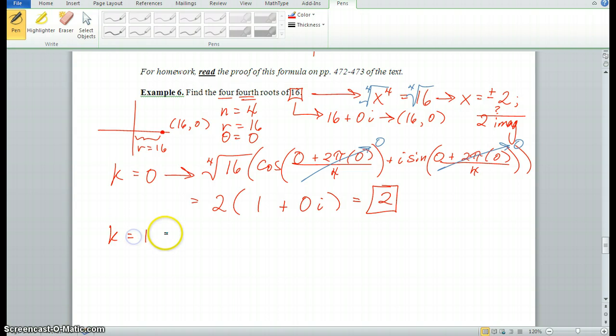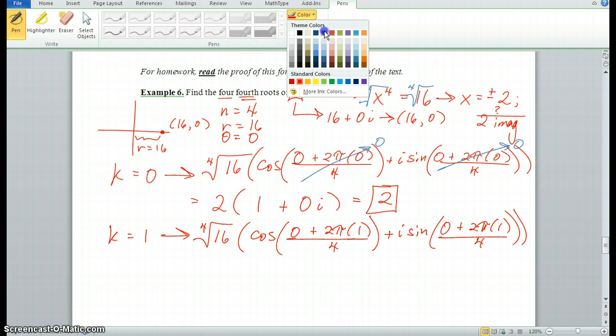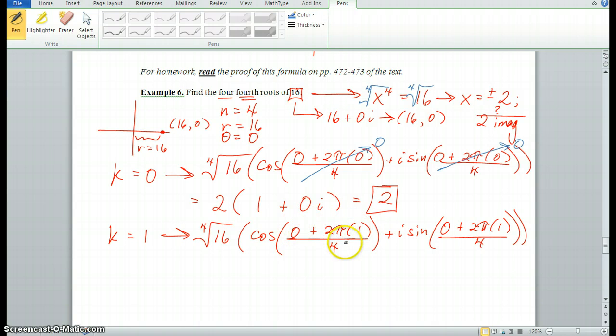Let's move our way up to k equals 1. The process repeats itself, but, well, as you'll see here, some nuances will be discovered. The 4th root of 16 now, times the cosine of, yet again, 0 plus 2 pi times 1 now, all over 4, plus i times the sine of the same thing. All right. So we write that out. Doing the math inside the quantity again, we've got 0 plus 2 pi, or just 2 pi in the numerator, all over 4, which is pi over 2, and again, pi over 2.